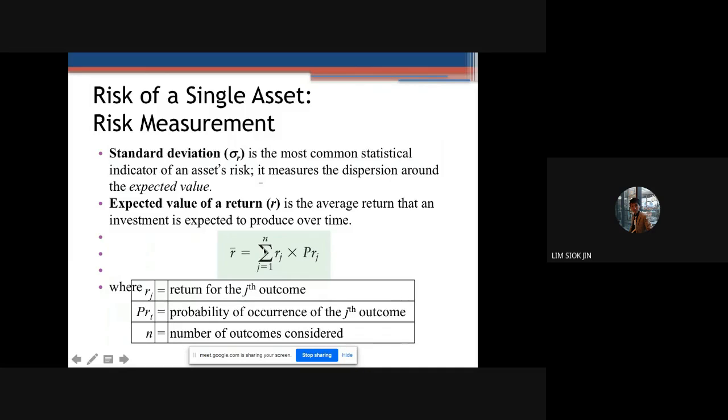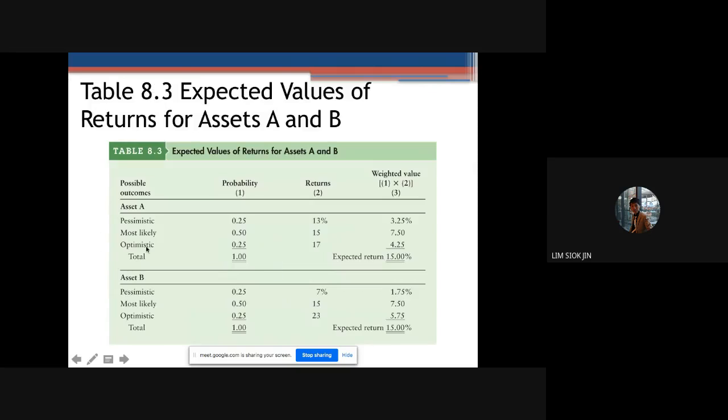Okay, so how do we calculate this? The return times probability A, plus the return times probability B, and the return times the probability C. We add them all up. This is the expected return. So based on these three responses in the market, this is my expected return. Same goes to B. This is the expected return, what you expect to get.